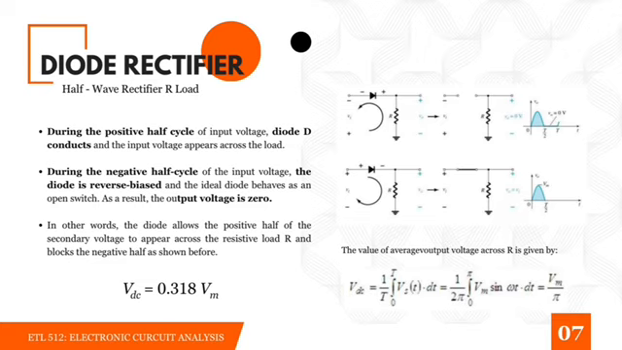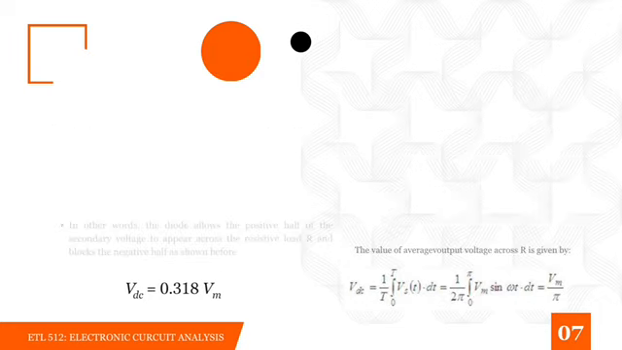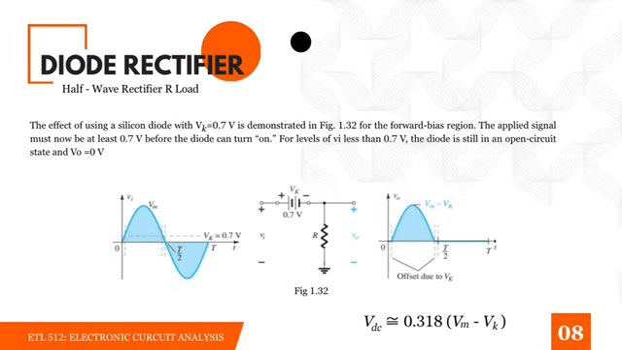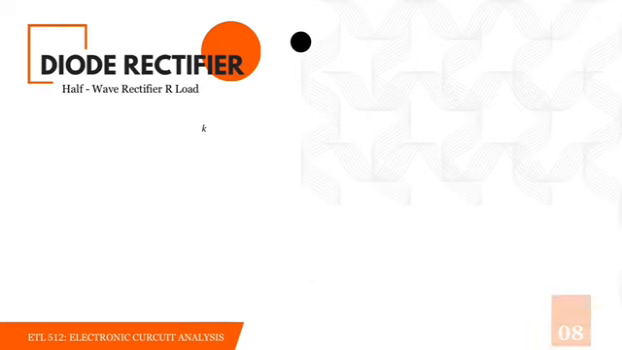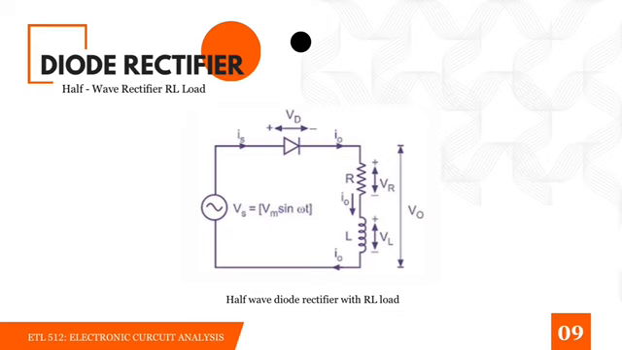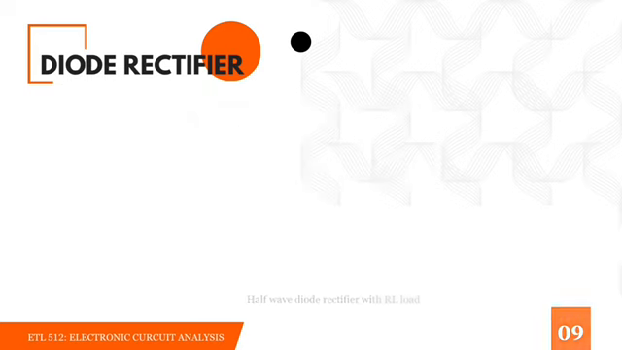The average DC output voltage is about 0.318 times the peak voltage, written as VDC equals 0.318 Vm. When using a silicon diode, we must take into account the threshold voltage, which is approximately 0.7 volts. The diode only starts conducting when the input voltage exceeds this value. Therefore, the average output voltage becomes approximately 0.31 times the difference between the peak voltage and the diode threshold voltage of 0.7 volts.